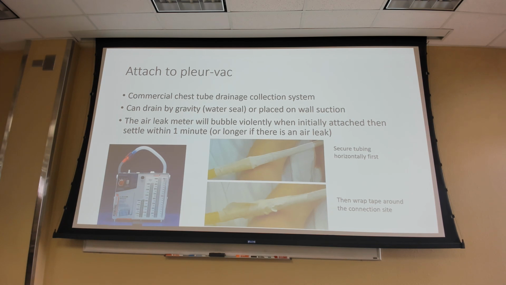And then you need to look at your air leak meter. There's a suction chamber which should bubble, and then there's an air leak chamber or water seal chamber. So you need to inspect that. It should bubble initially after attaching the chest tube, and it should settle within a couple of minutes after you attach everything appropriately. If you see that water seal chamber bubbling after that, that means you have a leak somewhere and you have to figure out where that leak's coming from.